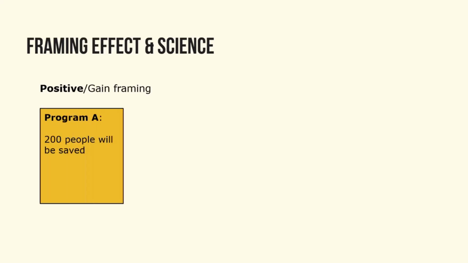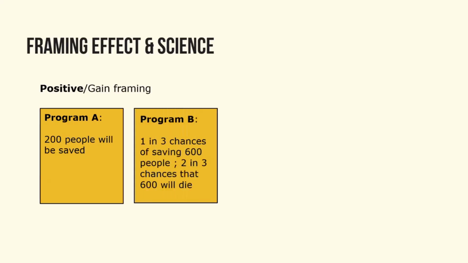The first group of people were presented a positive framing. For Program A, they said 200 people will be saved. And for Program B, there is a 1 in 3 chance of saving 600 people, and a 2 in 3 chance that 600 will die. 72% chose Program A, and 28% chose Program B. But if you do the statistics behind it, the values are actually the same.